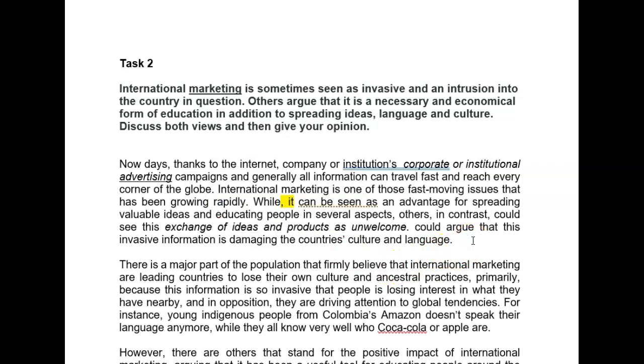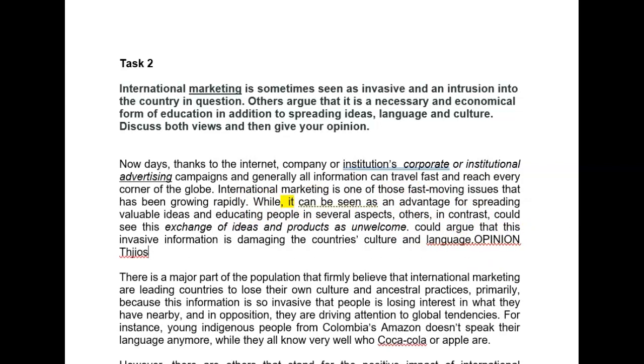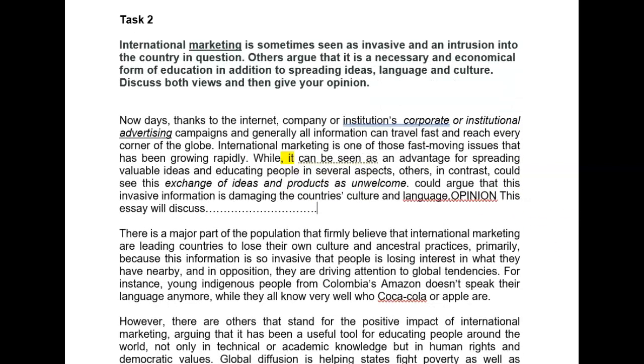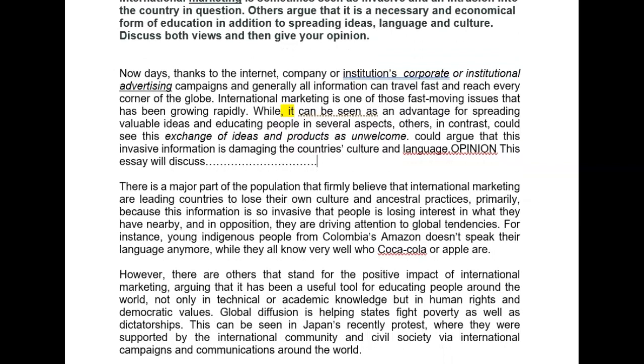Now I want your opinion. This is why I need to cut that line there, opinion, and then I want you to introduce this essay. This essay will discuss. So the kind of format for this essay is very important. The cohesion. This is to do with cohesion and coherence, which is 25% of your marks. How the essay is organised, and this is really important.